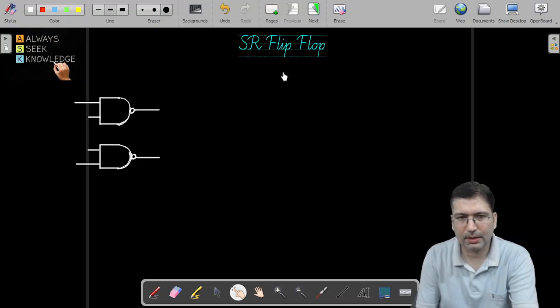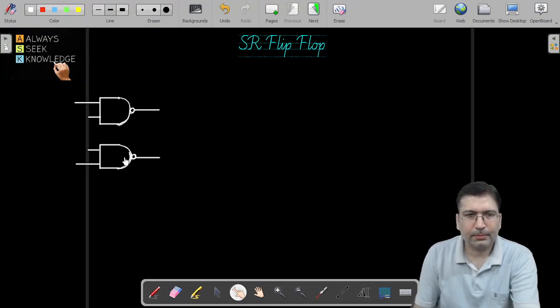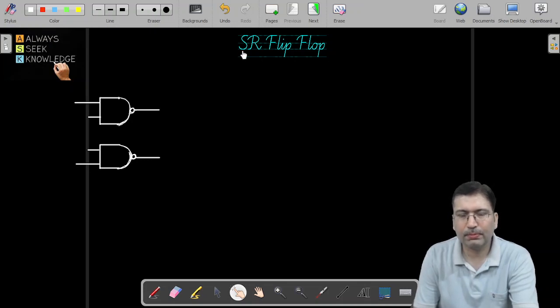Okay, so when we draw the circuit for SR latch using NAND gates, somehow it will look like this, and we connect this input to this output and this output to this input, right? But in the previous lecture, I have told you there is a difference between flip-flop and latch. Flip-flop gets clock, and based on the clock, the circuit gets activated. So how do we pass that clock?